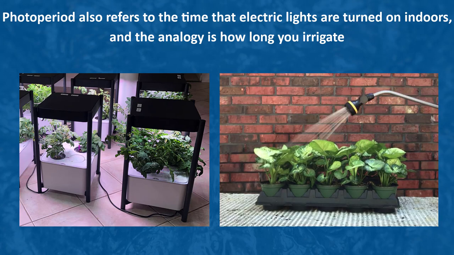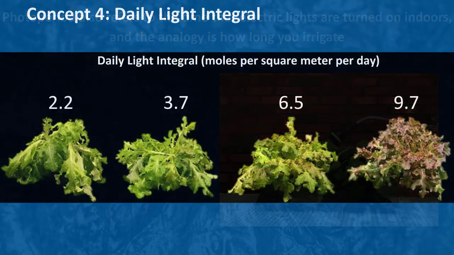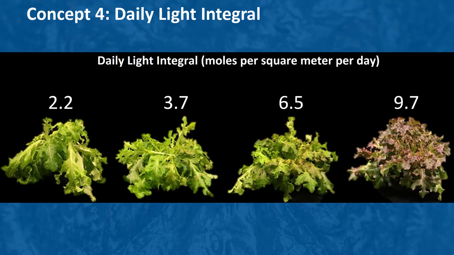Similarly, the duration I turn on this hose in seconds is like the day length or photoperiod in hours. The longer I run the hose, the more water I provide over time. The daily light integral refers to the accumulated light energy over the course of a day in moles per square meter per day. You can see these red lettuce plants had more pigmentation and stronger leaves under a higher daily light integral. There are daily light integral or DLI recommendations for different types of crop.